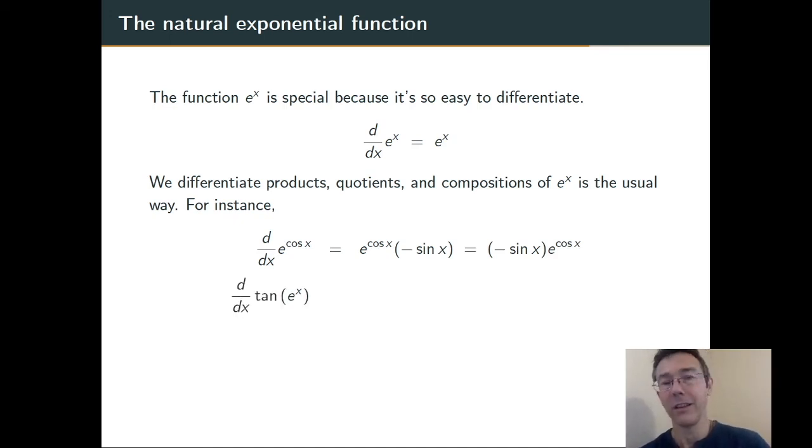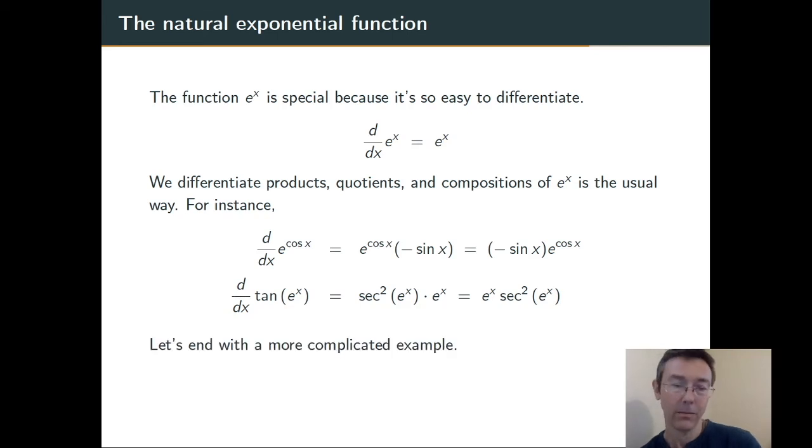Derivative of tangent of e to the x. It's another composition, another chain rule. This time the outside function is tangent. The inside function is e to the x. So when I differentiate tangent, I'm going to get secant squared, keep the inside exactly the same, and then multiply by the derivative of the inside, e to the x. Overall, e to the x secant squared of e to the x.